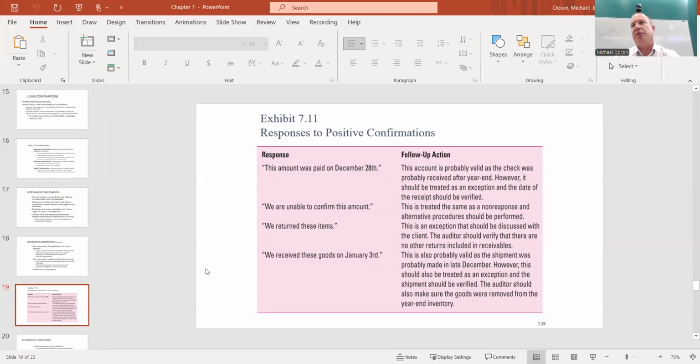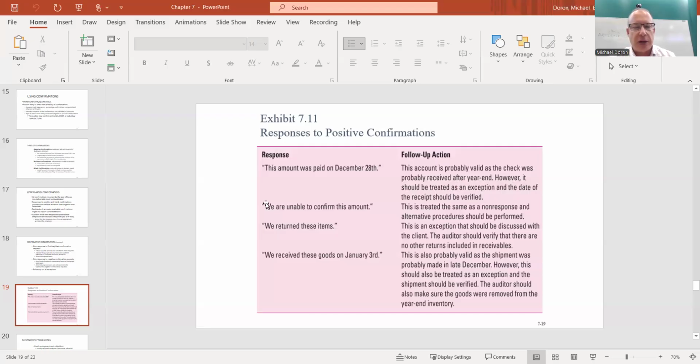Okay, so this is a common response. You can easily find out, did they in fact send out the check or not? However, it should be treated as an exception and the date of the receipt should be verified.